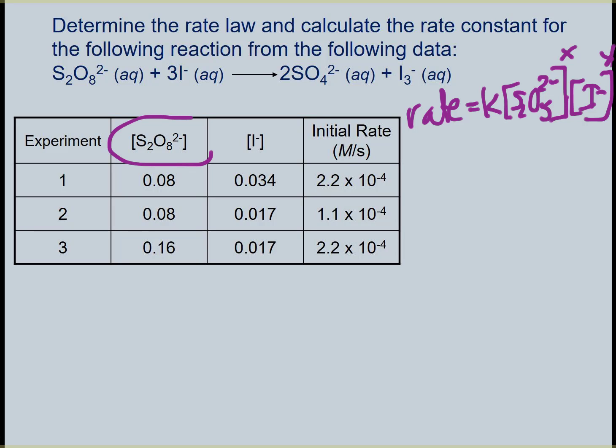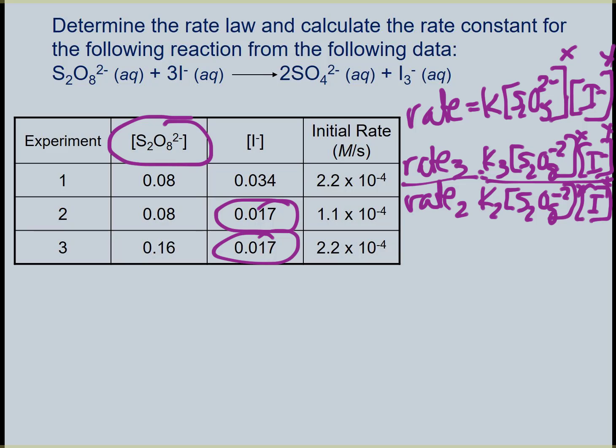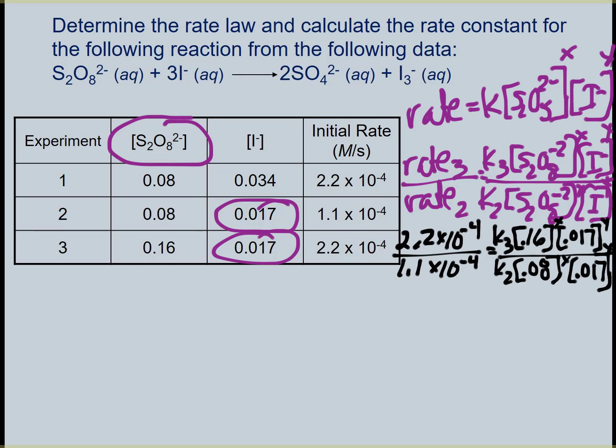So for the first ion, I'm going to look at the second and the third experiments. And let's set that up. So I have, let's see, which has the bigger number? Experiment 3 does. So I'm going to put the rate of the third one on top of the rate of the second one. Then we're going to put our numbers in. Simplify and get rid of common terms. So my rates, when I divide, I can get a 2.